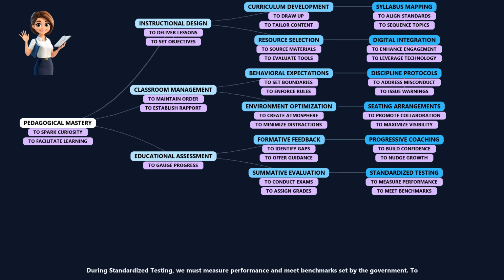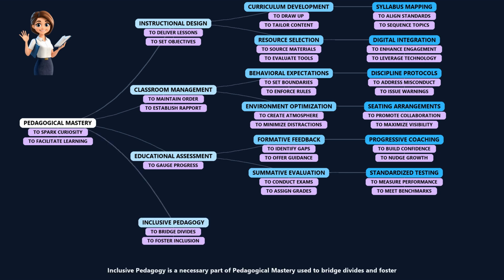Standardized testing. During standardized testing, we must measure performance and meet benchmarks set by the government. To put it simply, we are checking how well the kids did and seeing if they hit the target for their age. Inclusive pedagogy. Inclusive pedagogy is a necessary part of pedagogical mastery used to bridge divides and foster inclusion for every learner. Effectively, we are making sure everyone feels welcome and supported in our classroom.